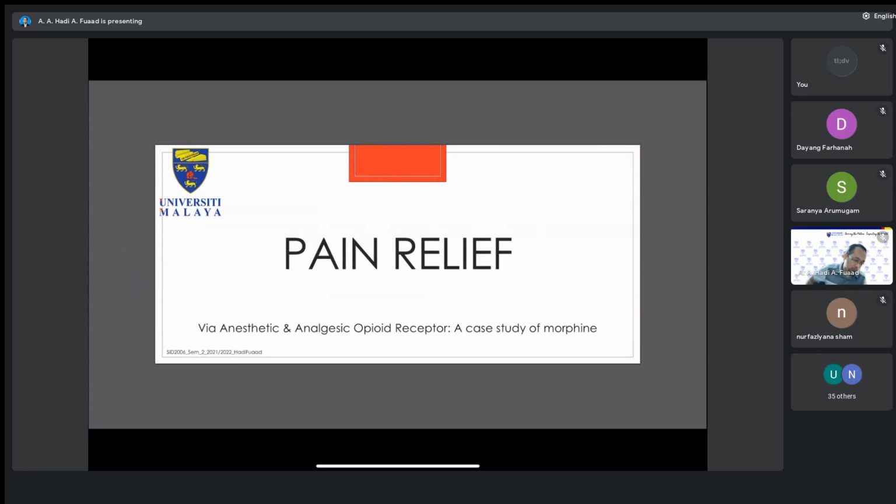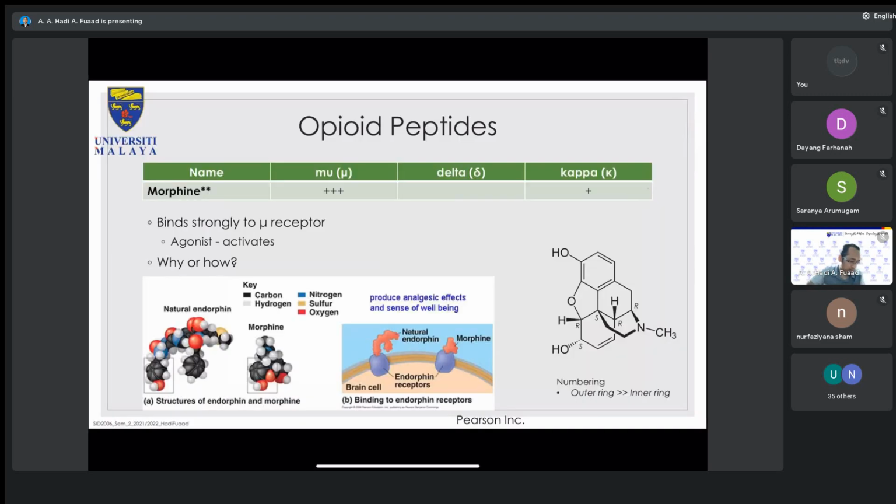So what we will do next is we're going to look at pain relief via anesthetics and analgesics on opioid receptors, and we're going to specifically look at morphine. Okay, so that is what we just saw just now. Morphine binds strongly to the mu receptor. It is an agonist, so it activates the receptor.